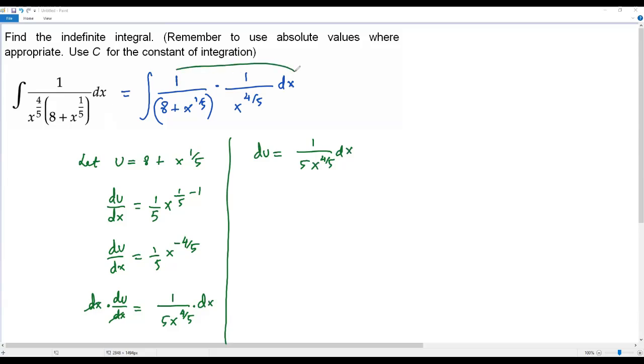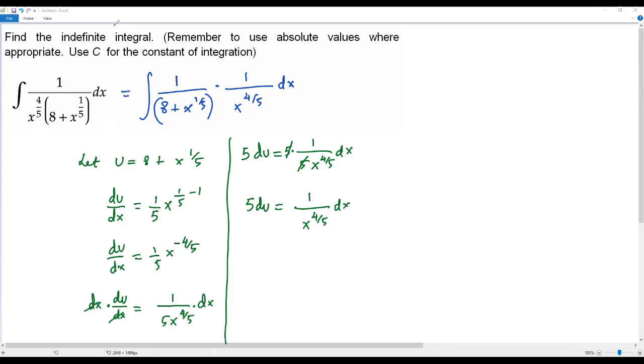Here, when I consider the integration, I have the stuff 1 over x to the power of 4/5 times dx. So here also we almost have the same stuff, but additionally we have 5 in the denominator. So we have to get rid of this 5 in the denominator. For that I have to multiply both sides of this equation by 5. When I do so, this 5 will cancel out. Then I'm getting 5 times du equals 1 over x to the power of 4/5 times dx.